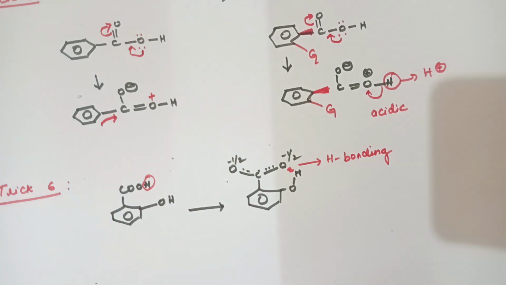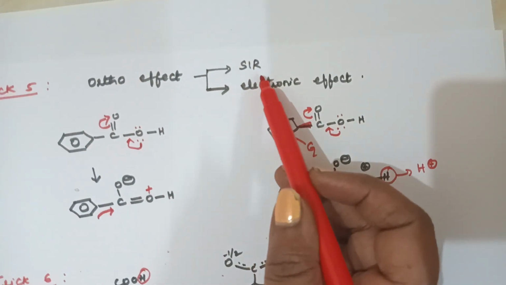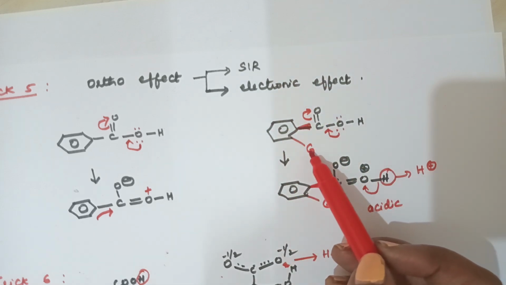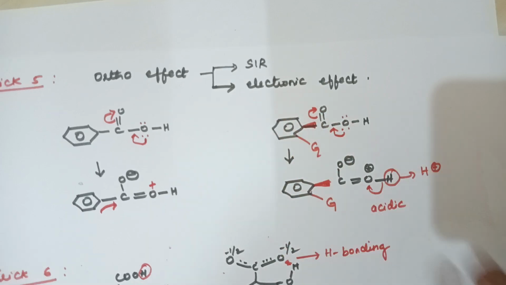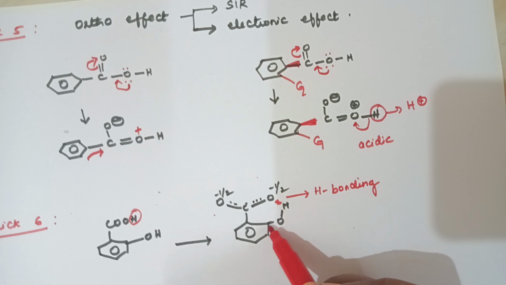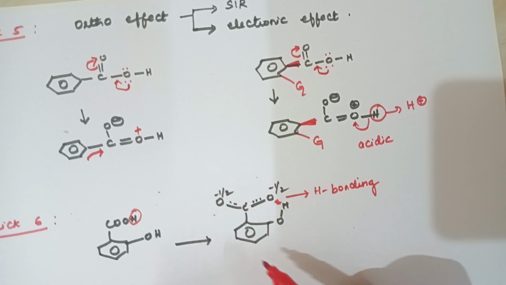This is one of the electronic effects. So we studied what is SIR, that is steric inhibition of resonance. When a group is present at the ortho position, it makes the group go out of plane. The electronic effect is hydrogen bonding. So when an OH group is present at the ortho position, hydrogen bonding will be formed between oxygen and hydrogen, which will make this group more acidic.